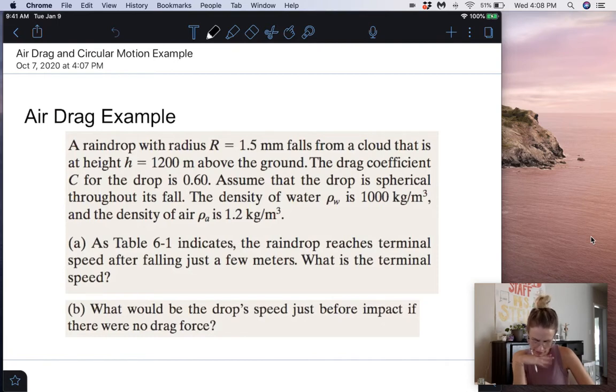The density of water is 1,000 kilograms per meter cubed, and the density of air is 1.2 kilograms per meter cubed. As table 6-1 indicates, the raindrop reaches terminal speed after just falling a few meters. What is the terminal speed? And then B, what would the drop speed be just before impact if there was no drag force?